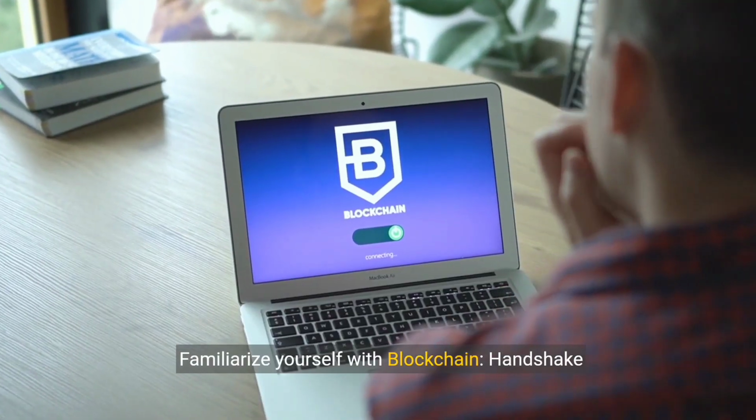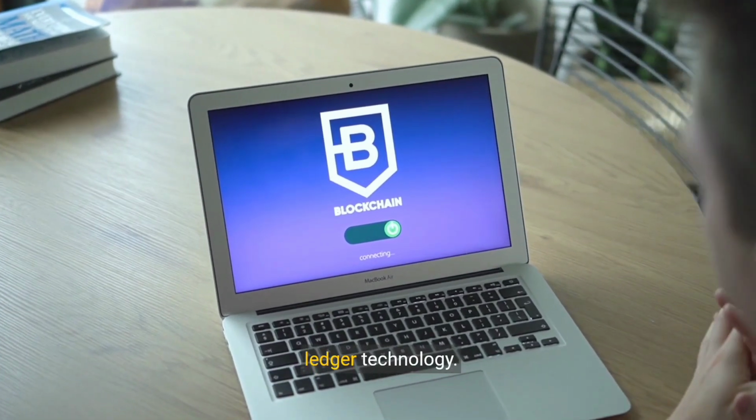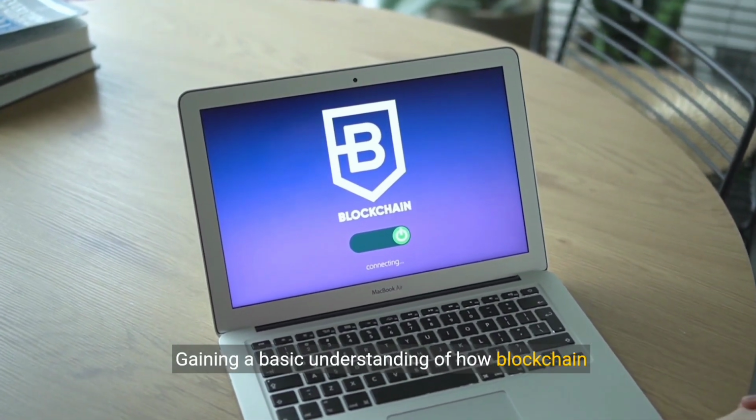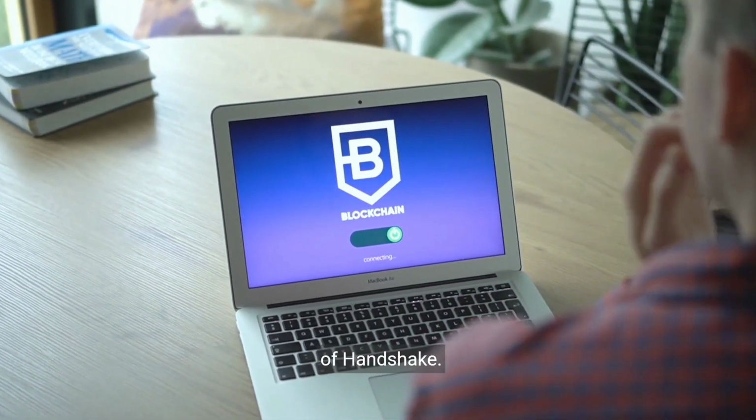Familiarize yourself with blockchain. Handshake operates on a blockchain, which is a distributed ledger technology. Gaining a basic understanding of how blockchain works will help you grasp the underlying principles of Handshake.